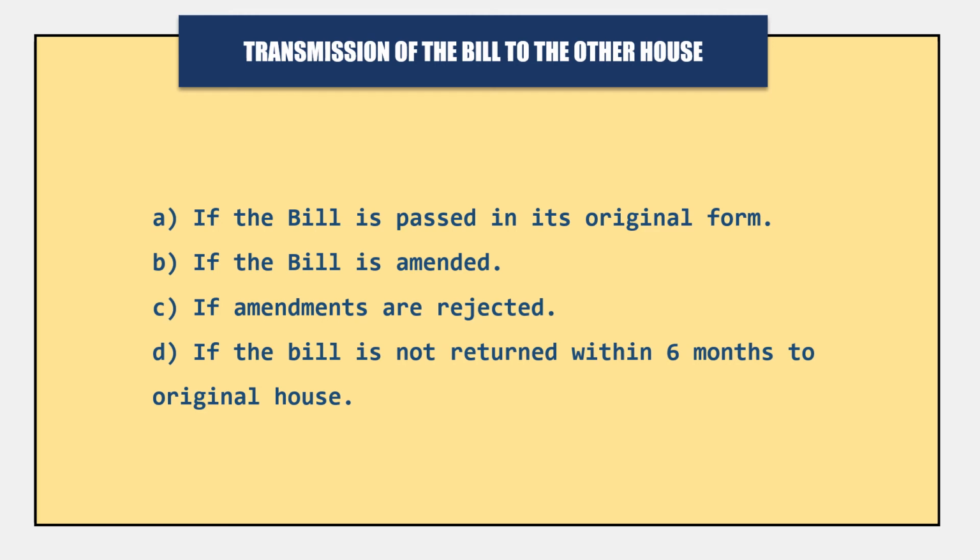D. If the bill is not returned within 6 months of receipt of the bill to the originating house, then the President calls for a joint sitting of both houses to resolve the deadlock. The session is presided by the Speaker and requires simple majority.